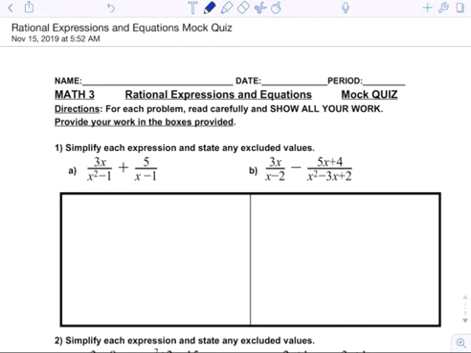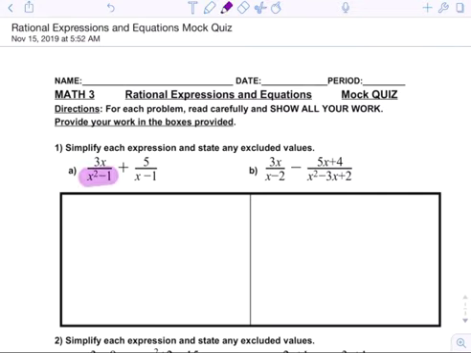Okay, so here's rational expressions and equations, quiz. On the very first problem, it says simplify each expression and state any excluded values. So these two, you guys, are rational expressions with addition and subtraction. So what we first want to do is make sure we factor everything we can.